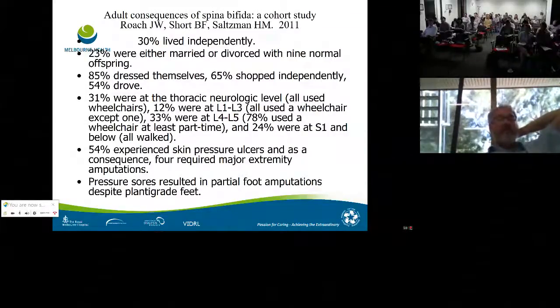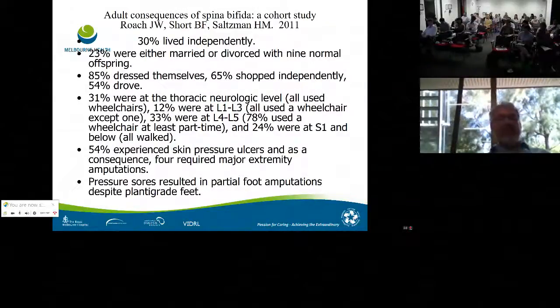Significant numbers drove, and most of them, apart from the higher level issues, dressed themselves and shopped independently. 31% had thoracic neurological level, although it is really important to be aware that you can't make nice cut-offs in terms of spinal levels like you can in a spinal cord injury group. And there are quite significant variations in sensory and motor levels.